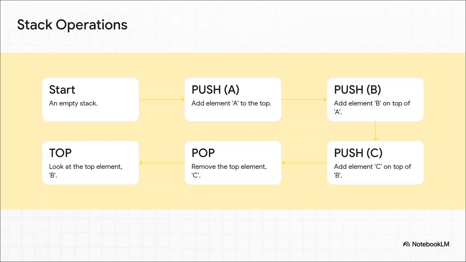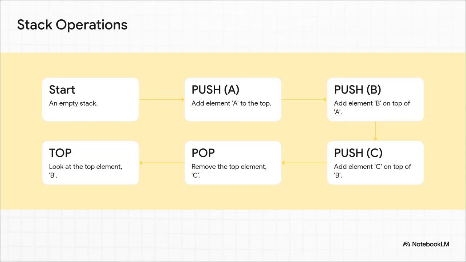All right, let's walk through this. Imagine we have a brand new empty stack. First, we push element A onto it. Boom, there it is. Next, we push B. It goes right on top of A. And then we push C on top of B. Okay, so now what if we want to take something off? We use the command pop.